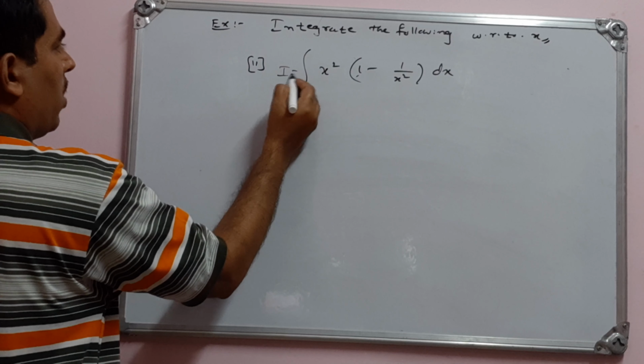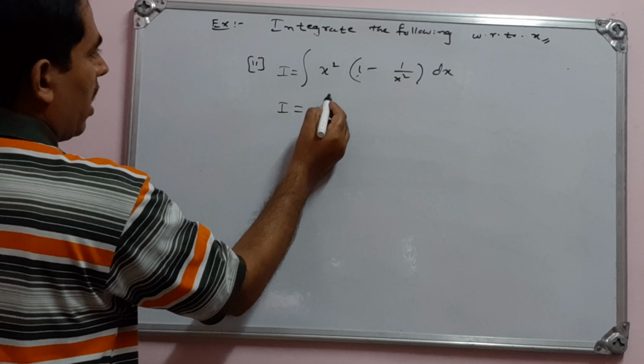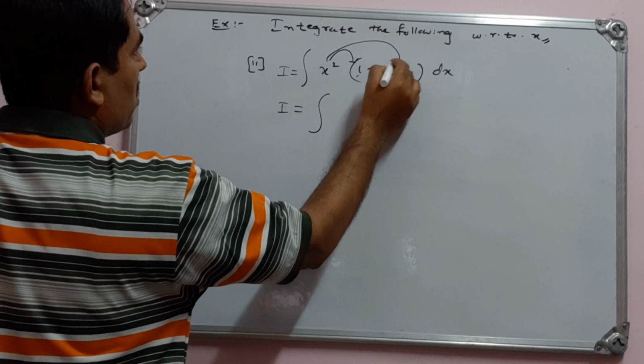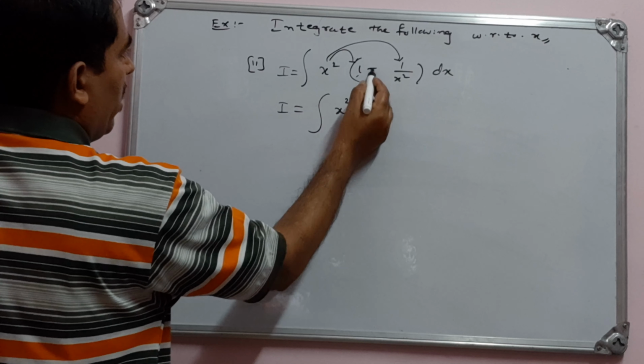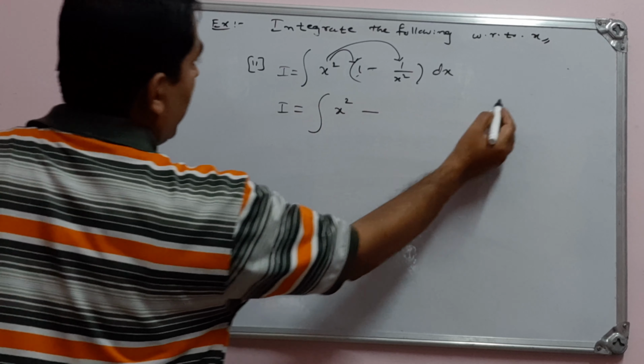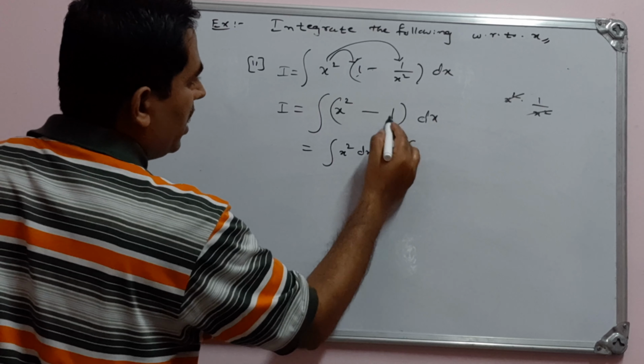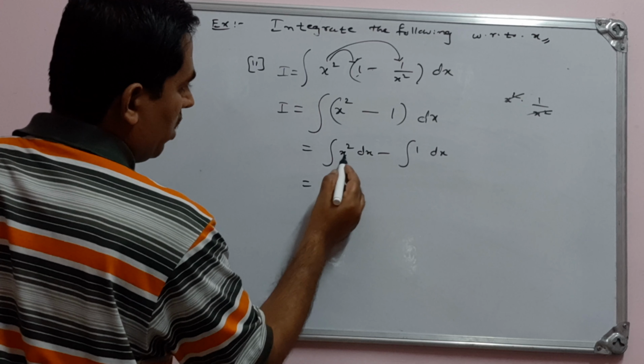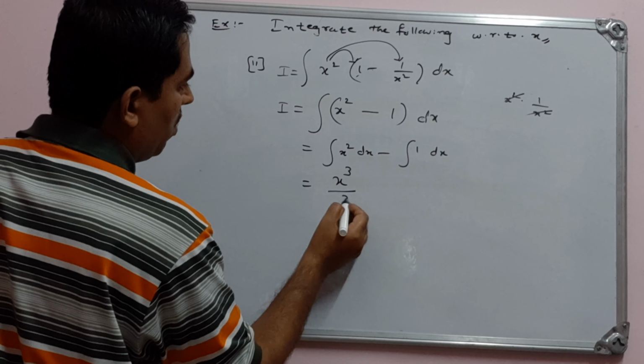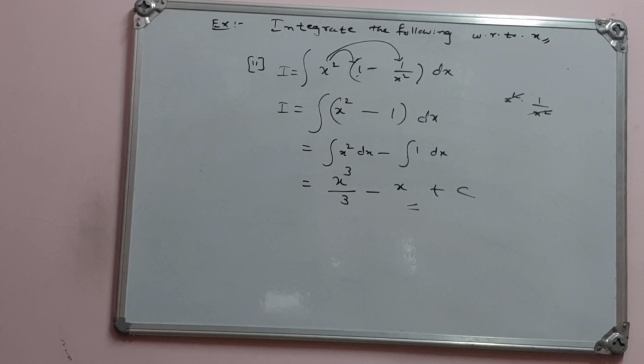See here, first before integration, don't look for the formulas here. First multiply this x square into 1, minus x square into 1 by x square. So x square gets cancelled, I get 1. Very, very simple. Now we can split these two terms. Integration of x square with respect to x minus integration of 1 with respect to x. So integration of x square using power rule, x cubed divided by 3, minus integration of 1 with respect to x is x. So this is the final integral.